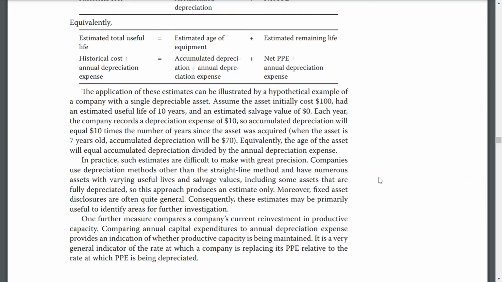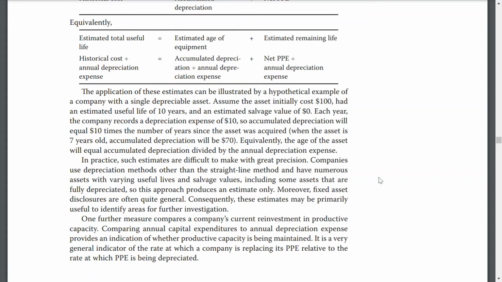In practice, such estimates are difficult to make with great precision. Companies use depreciation methods other than straight-line, and have numerous assets with varying useful lives and salvage values, including some assets that are fully depreciated. So this approach produces an estimate only. Moreover, fixed asset disclosures are often quite general. Consequently, these amounts may be primarily useful to identify areas for further investigation.